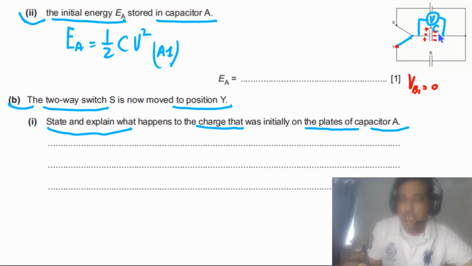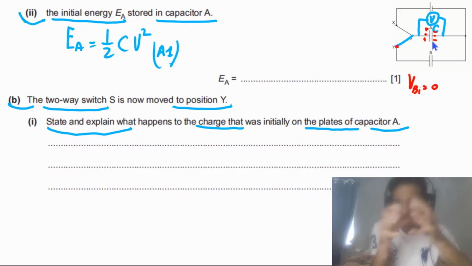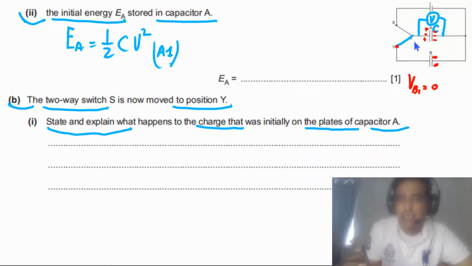Actually, in this case, electrons will flow because there is a net negative charge on this plate. Negative charges repel each other, so they will come to this plate, and this plate will be more negative. These electrons will repel electrons from here, so this plate will be more positive. And this process will continue until PD across this one and PD across A and B is the same.